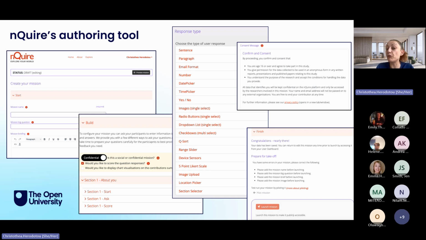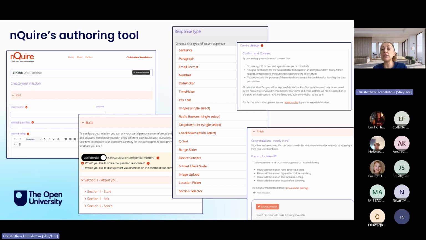So there is a way for voting, let's say, through the platform, through prioritization. The next step is the confirm and consent. So there's always a consent people need to read and abide to before they start sharing their data. The consent form says that you need to be 16 years old and older to take part in nQuire.